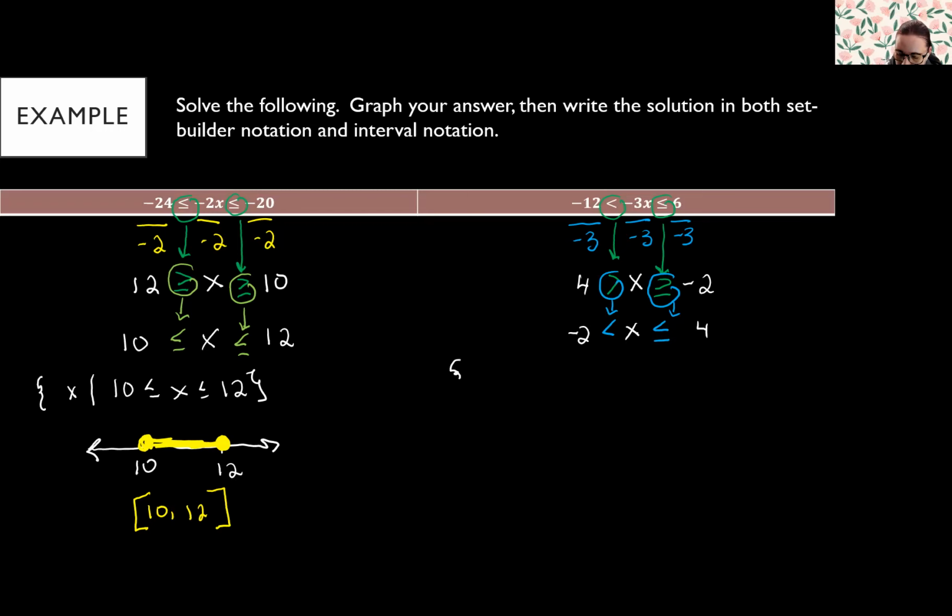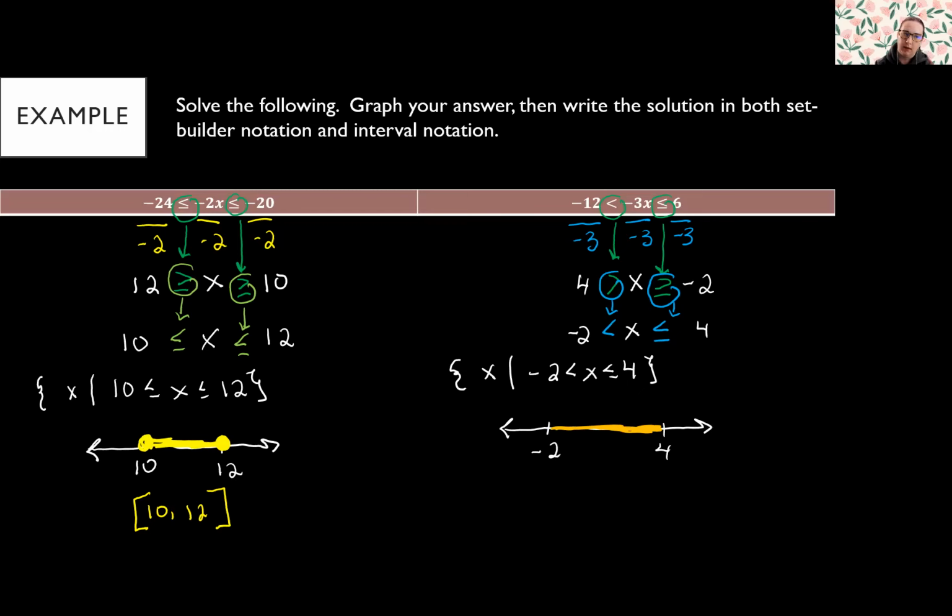So set builder notation, you have your curly brace, your variable x, your vertical bar, and then you stick your inequality in on the right side. And then you end it with a curly brace. Now I'm going to graph the answer here. So the numbers we have are -2 and 4. And we are between -2 and 4. That's x is literally between those two numbers.